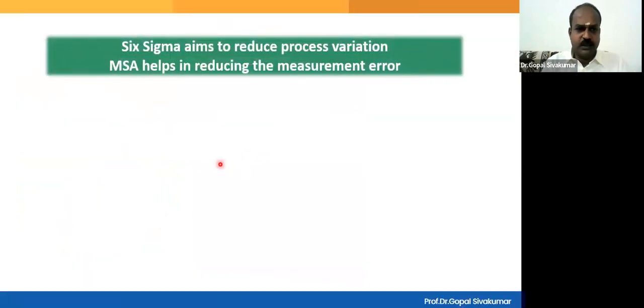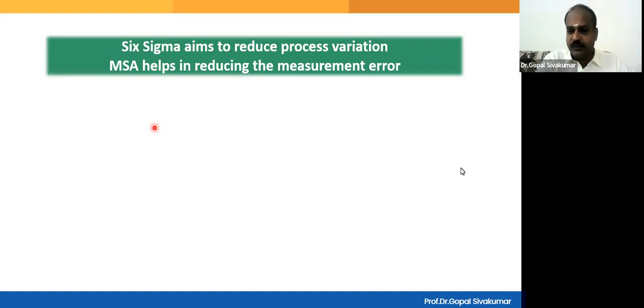So first of all, why measurement system analysis? The Six Sigma project team aims to reduce the process variation because it is fundamentally the process variation which causes defects in your product. At the same time, if the variation is due to the measurement, what will happen? The variation due to the measurement is called measurement error. Measurement error is an illusion. The measurement error will hide the reality. So you should not allow the illusion to hide the reality. So you should find a way to control the measurement error.